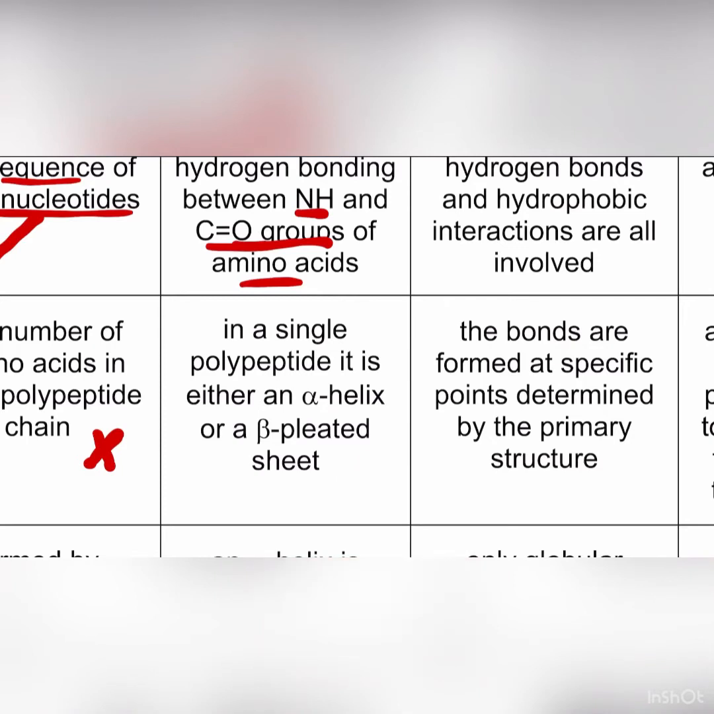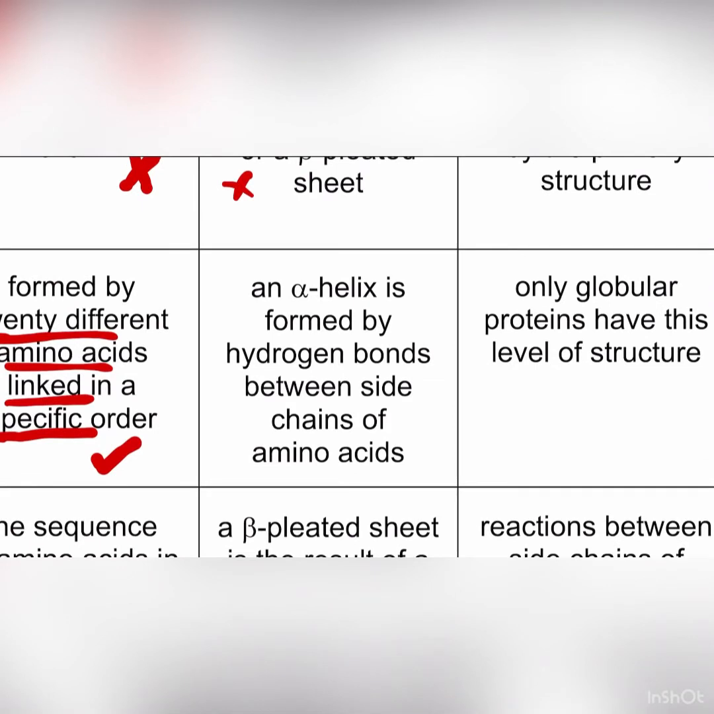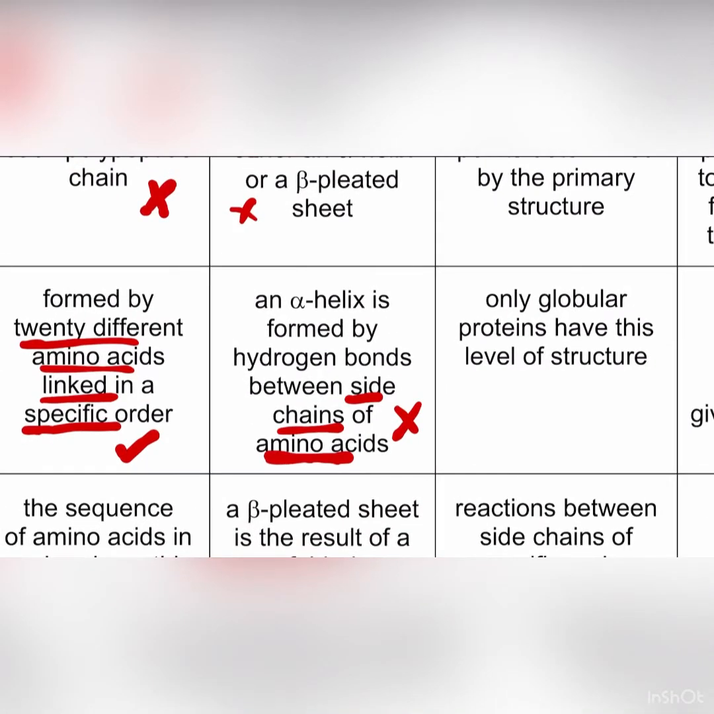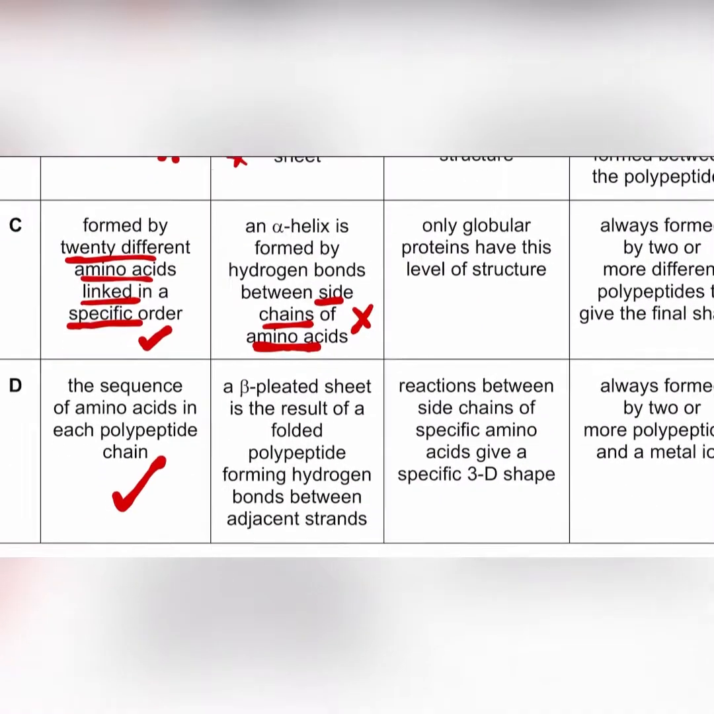Not exactly true. Both can occur in a single polypeptide. In a single polypeptide, both alpha helix and beta pleated sheets can occur. So this is wrong. An alpha helix is formed by hydrogen bonds between side chains of amino acids. This is wrong again. In secondary structure, hydrogen bonds are not formed between the side chains of amino acids. Hydrogen bonds are formed between CO and NH groups. If we are talking about tertiary structure, then definitely hydrogen bonds are formed between the side chains of amino acids.